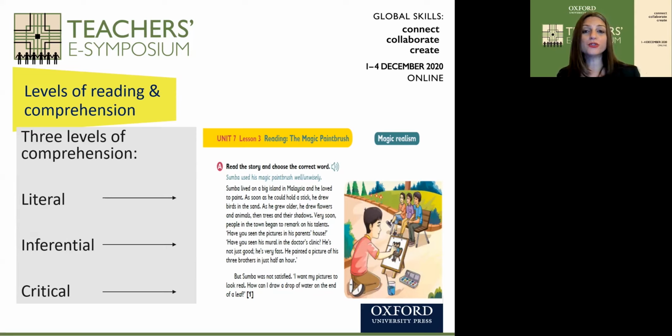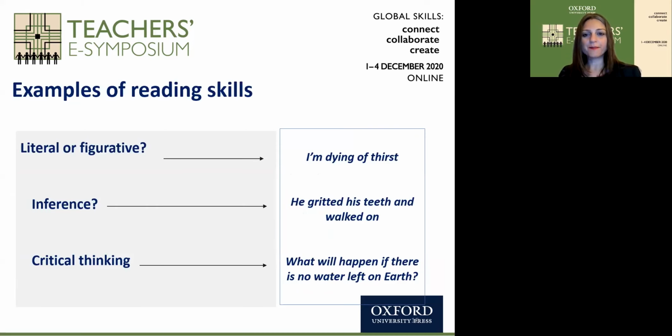And then we move on to the critical reading process, where it says, I want my pictures to look real. How can I draw a drop of water on the end of a leaf? Now, Samba is asking himself a question. There is a problem. What problem is Samba facing? How do you think Samba is going to resolve this problem? That requires individual interpretation and some level of analytical ability in students to come up with their own individualistic answers.